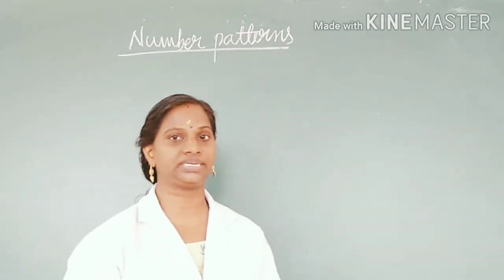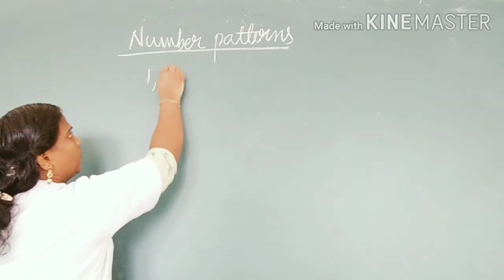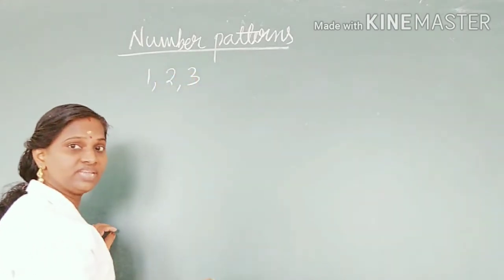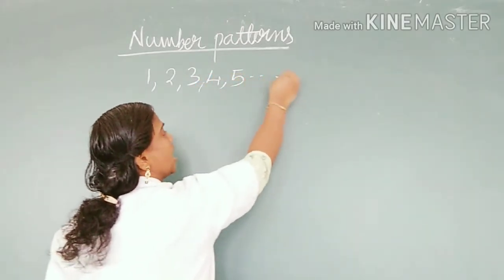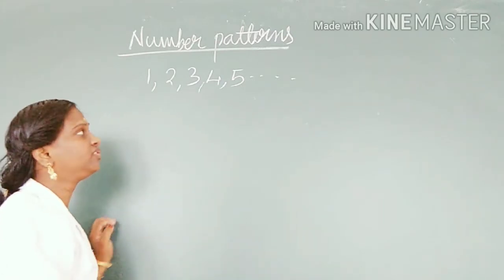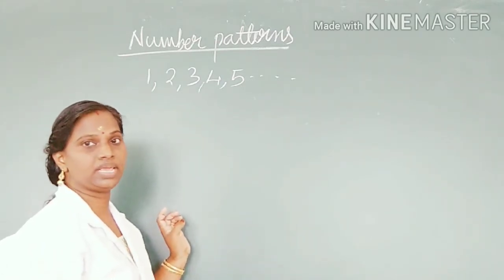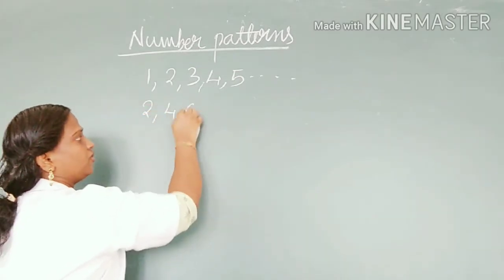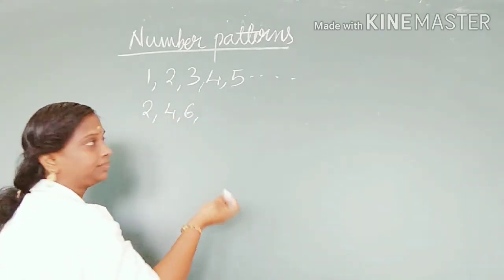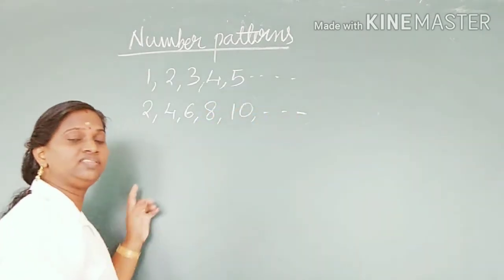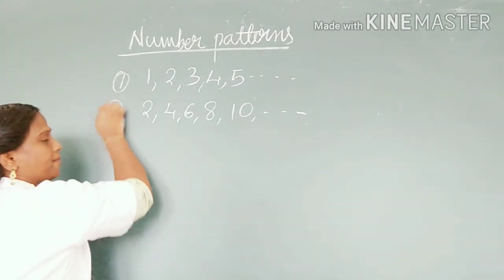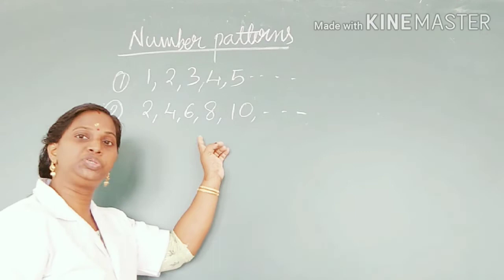Next one is number pattern. By using numbers, you can create a pattern. See one example. Here, 1, 2, 3. Then what is next? Yes, 4. What is next? 5. That is, we are adding 1 to get the next number. So this one is a number pattern. Then one more example. 2, 4, 6. Then what is the next number? 8. Then 10. So this is another example of a number pattern. Here we are adding 2 to each number.